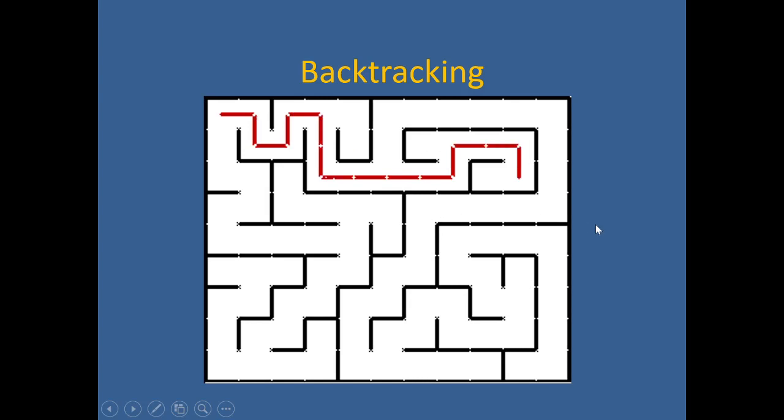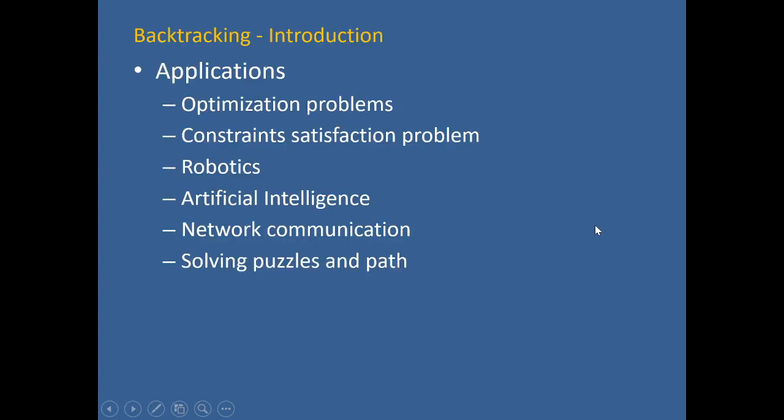This is one more algorithm design technique. The backtracking technique is used in so many problems. It has so many applications, like how we use greedy and dynamic programming for solving optimization problems. We'll use backtracking also for the same kind, and not only for that. For any problem where you need solutions which satisfy the given constraints, there also you can use it. So constraint satisfaction problems, robotics, artificial intelligence, network communication, designing games which involve solving puzzles, Sudoku, all those things we'll be using the backtracking technique for. It has so many applications.